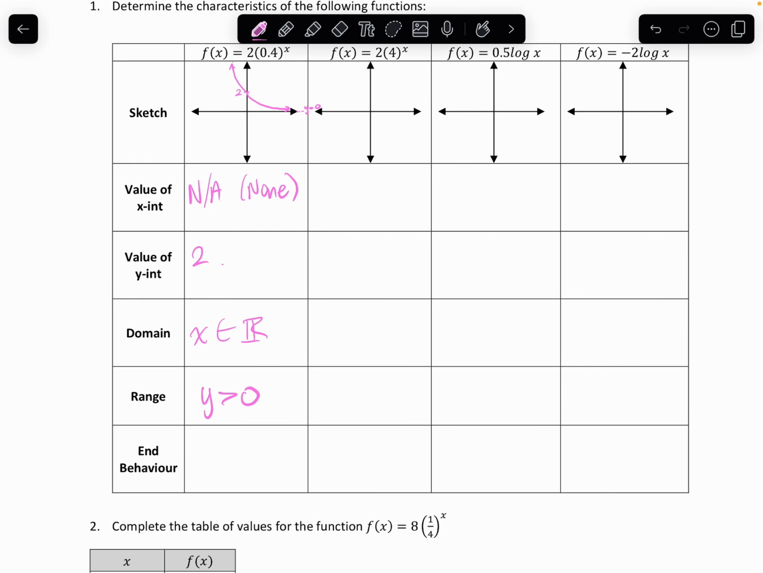And then end behavior, it's going from quarter 2 to quarter 1. And remember, this is quarter 3, quarter 4, just as a refresher. So Q2 to Q1. Perfect.